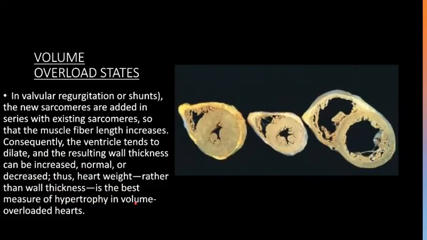So, you can see in this diagram, this is the normal heart. You can see this is the normal myocardium. This is in pressure overload states. See how the concentric hypertrophy, okay? But here you can see the ventricle is dilated, but you can see, in fact, the wall thickness here is decreased, okay? This is in volume overload states.